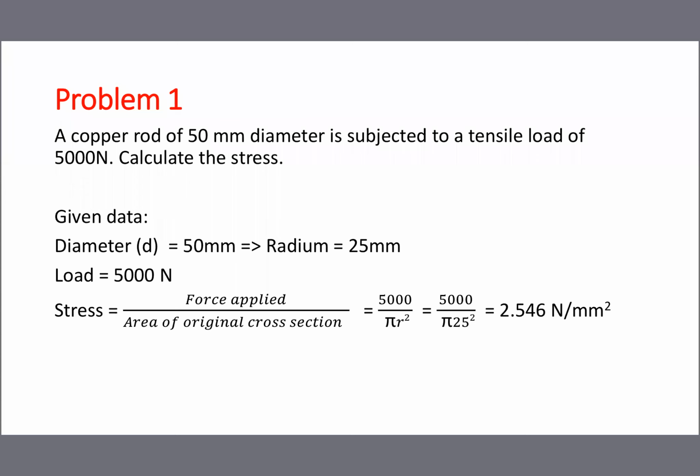Last line you go. Stress is equal to force divided by area. 5000 divided by pi r square. 5000 divided by pi into radius 25 square, you will get 2.546. I already told you there is no standard unit. Whatever unit is applied, Newton divided by mm square. So stress, slowly, easy problem. Load given, diameter given. Then the second problem.